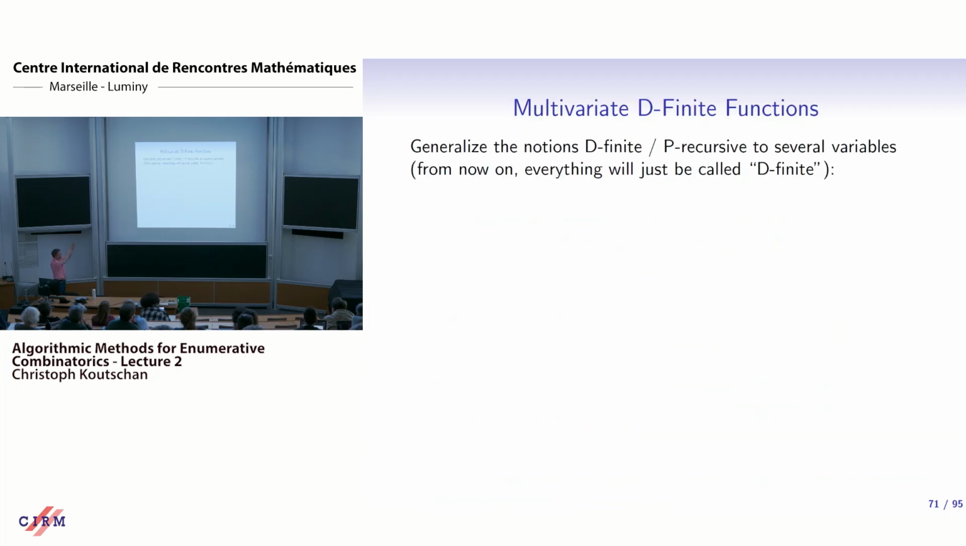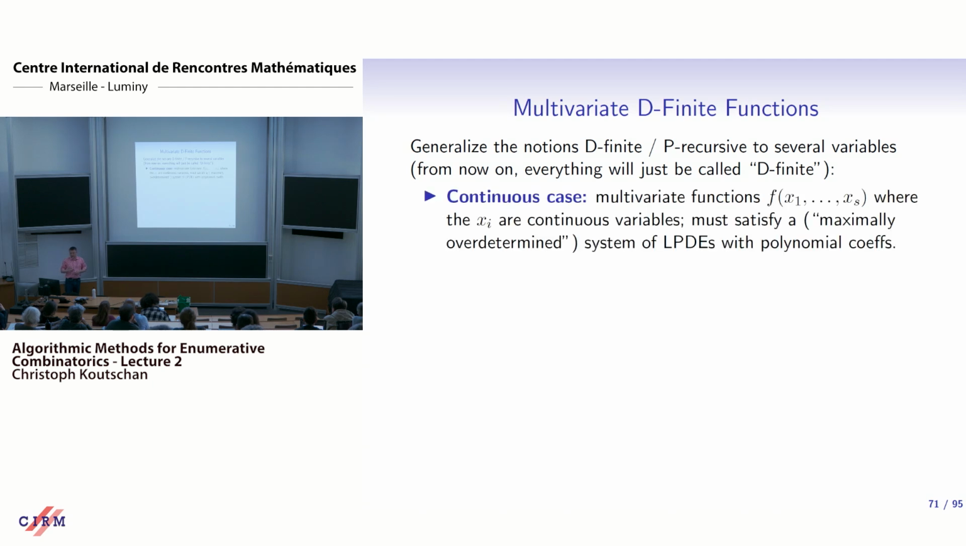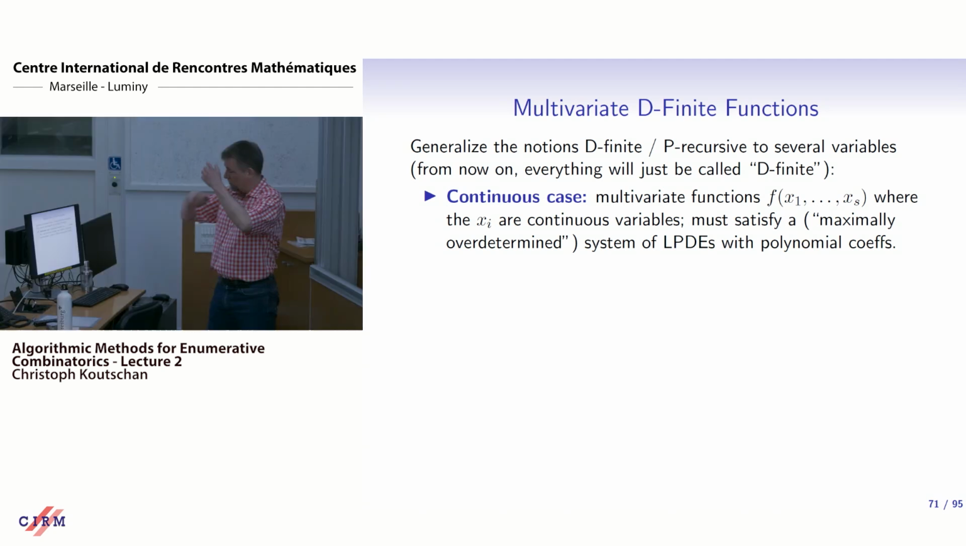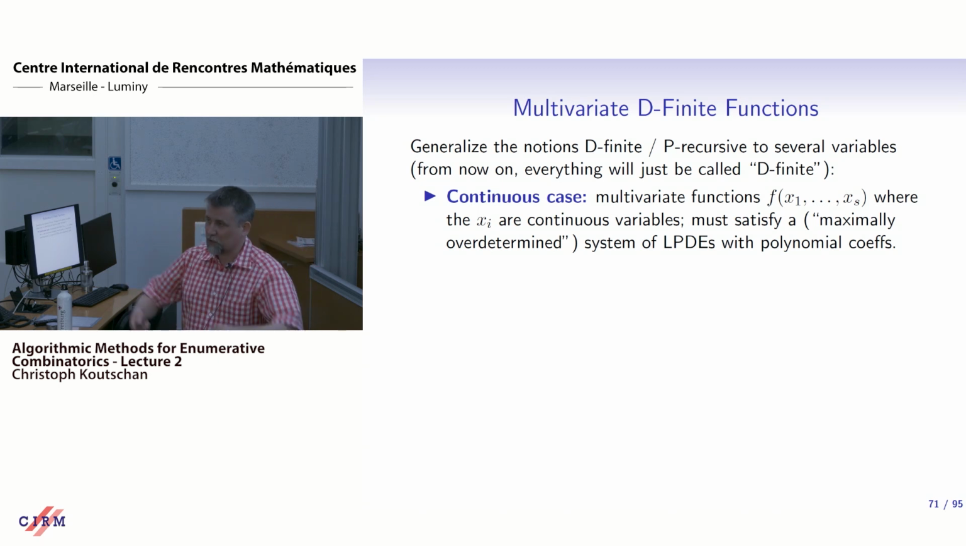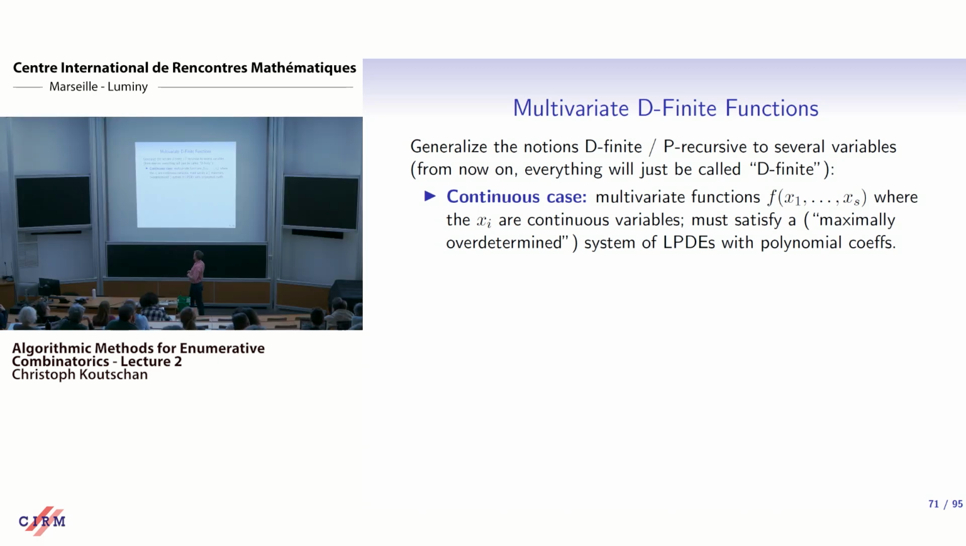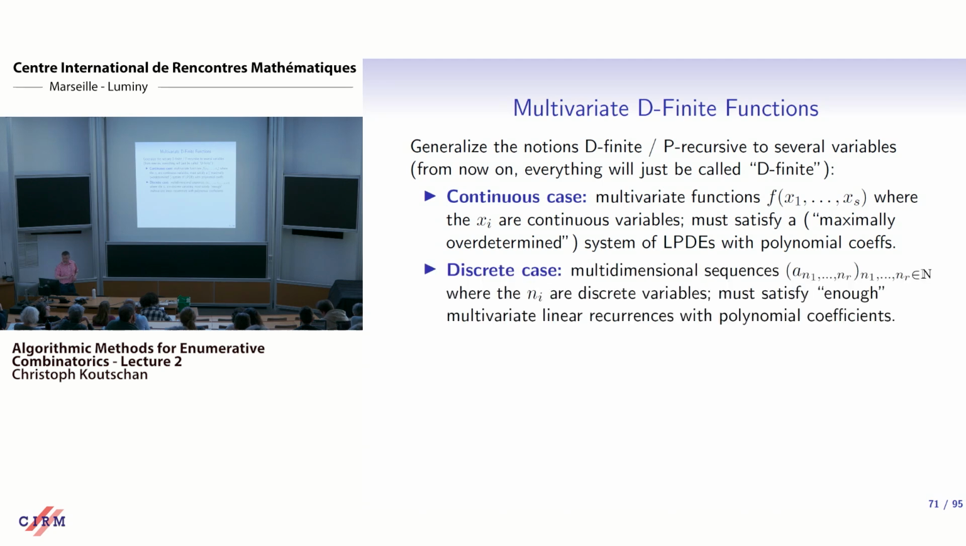And to come to the end of this introduction, let me say that this works in the multivariate setting also. So far we have talked about the univariate setting. In the continuous case, you can think of functions that depend on several continuous variables, and then instead of a single ordinary differential equation, you look at a system of partial differential equations, and this must have certain properties to be maximally overdetermined to call the function D-finite. I will make this more precise on the next slide.